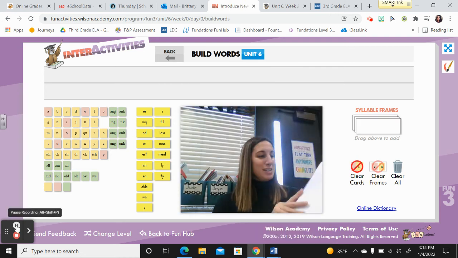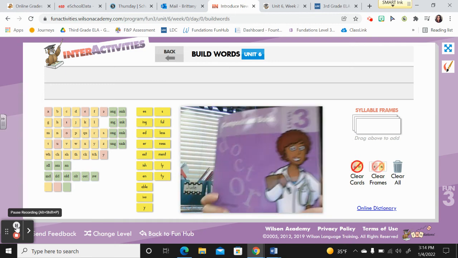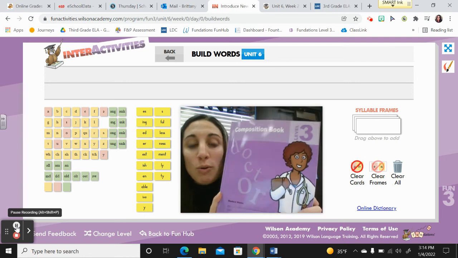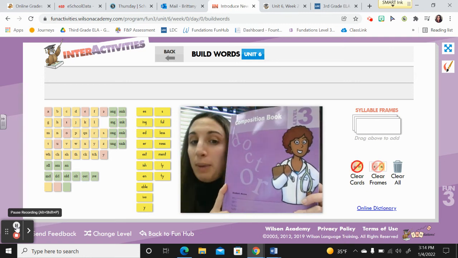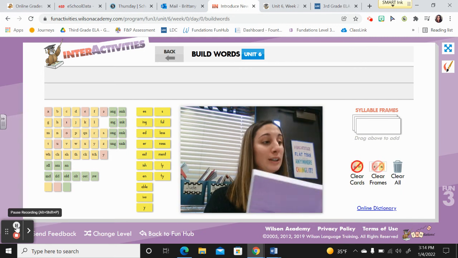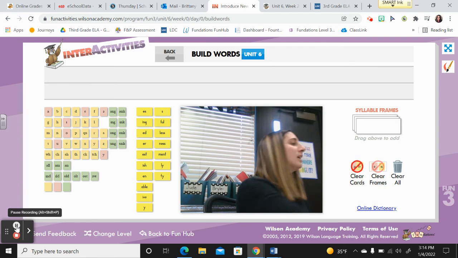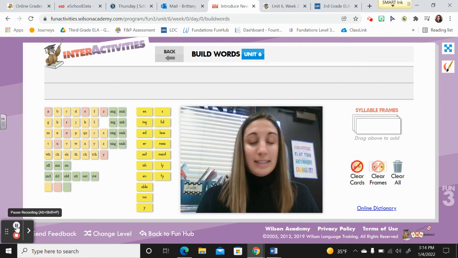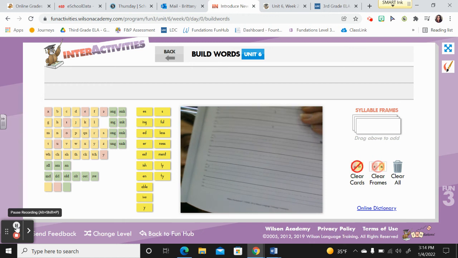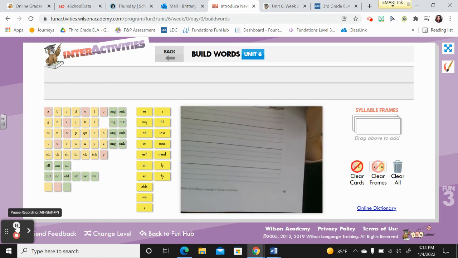All right, now as I promised, the last activity we're doing is dictation composition book. So have this handy. If you don't have it at home, use a piece of paper and pencil to practice. It's very important that you're keeping up. We're learning a lot of new things now in Unit 6. So we're on page 19. Here's my page number. Can you see it? Page 19. There it is.